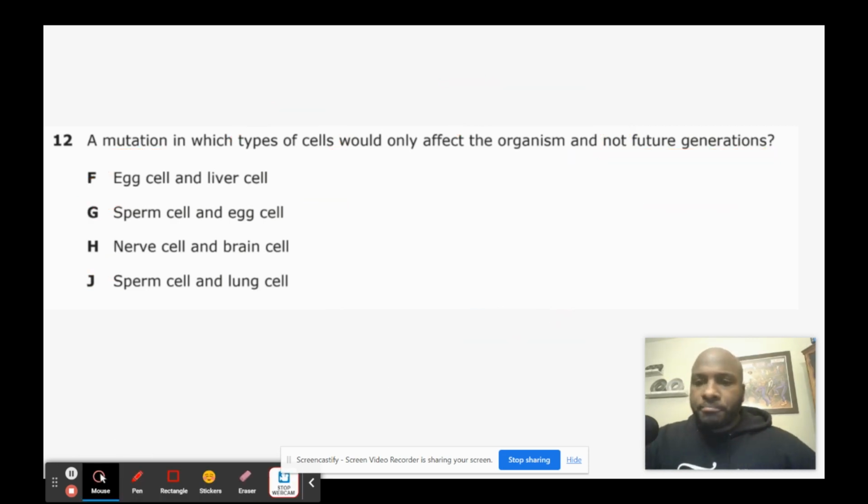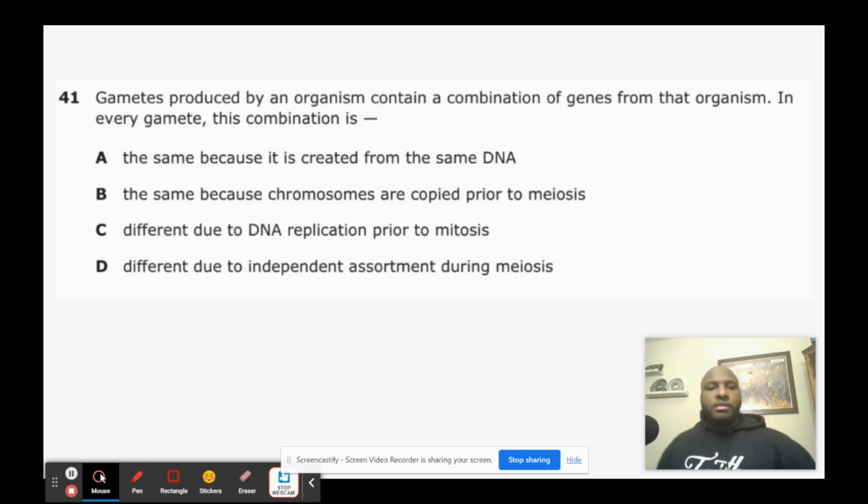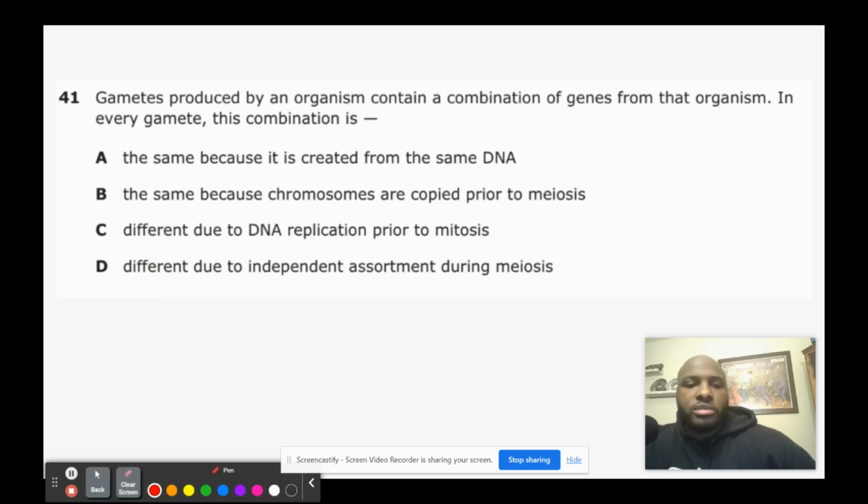All right, let's go back. So, again, here's that word again. Gametes. Sex cells, right? Gametes produced by an organism contain a combination of genes from that organism. In every gamete, the combination is blank. We've got four answer choices. A says it's the same because it is created from the same DNA. That sounds reasonable. So for right now, that's the best answer we have. So I'll put a little check mark next to it.